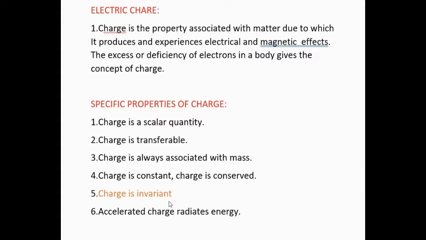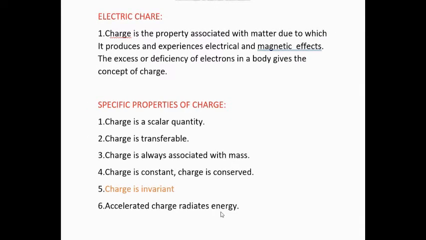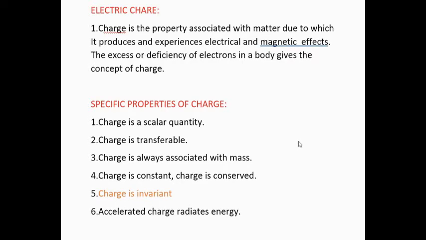Accelerated charge radiates energy. That means if v is 0, that is velocity of a charge is 0, then it produces only electric field. If v is constant, it produces both electric field and magnetic field. And if v is time varying, it produces electric field and magnetic field and also radiates energy. I think you are clear with this. Now let us go further.